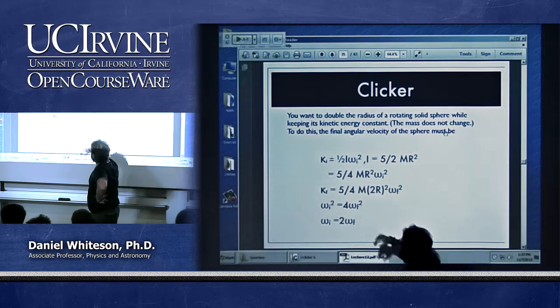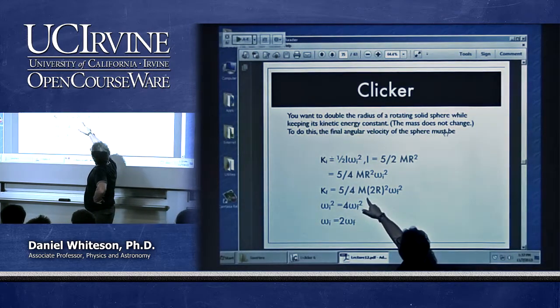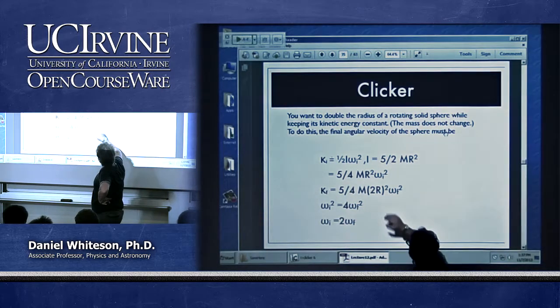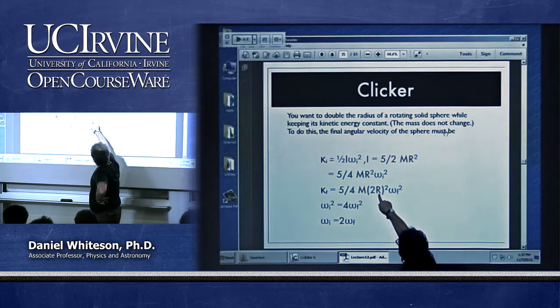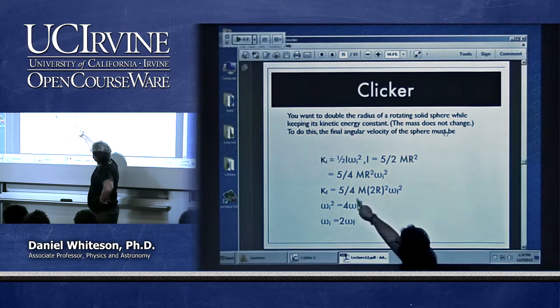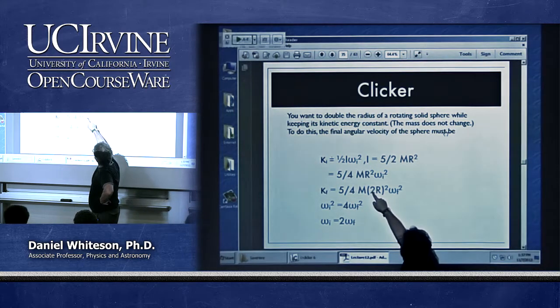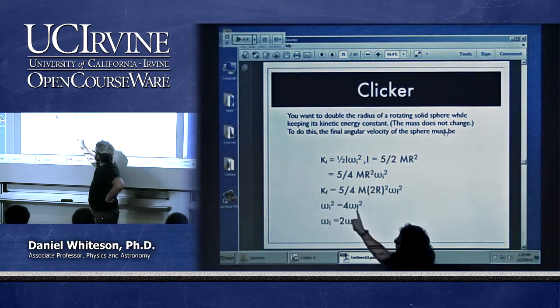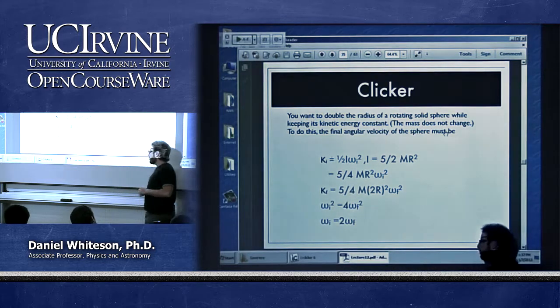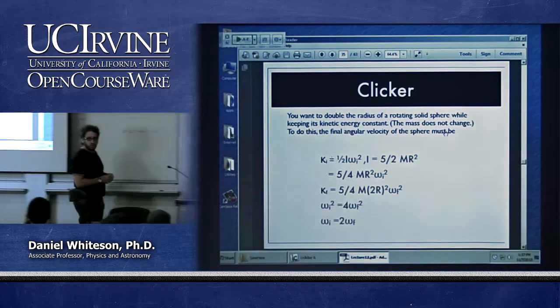The final kinetic energy is going to be the same quantity, but you're changing the radius, right? And so the question is, what does this have to be to give you the same kinetic energy? So if you double the radius, this goes to 4, right? But it also has dependence on omega squared. So the ratio of omega squareds is 4, which means the ratio of omegas is 2.